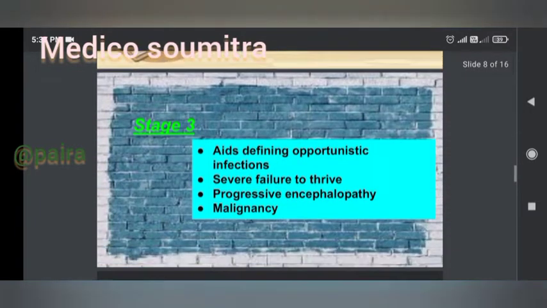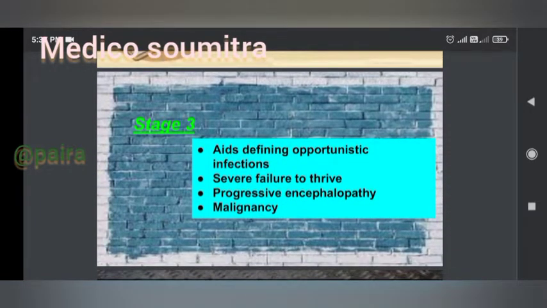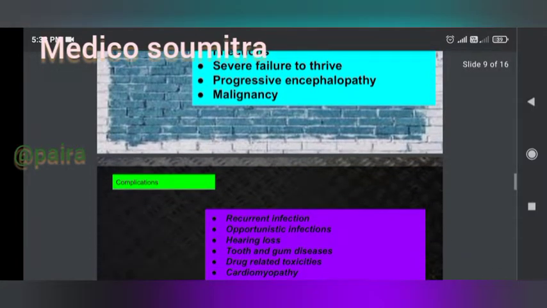Next move on to stage 3. AIDS defining opportunistic infection, severe failure to thrive, progressive encephalopathy, which means the brain infection started progressing, and malignancy, so the cancer cells start developing. So these are all the stages of AIDS.